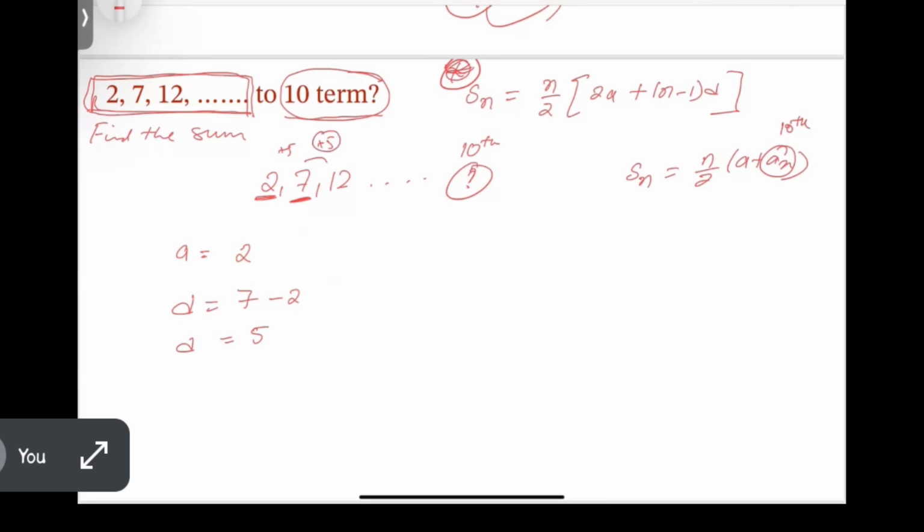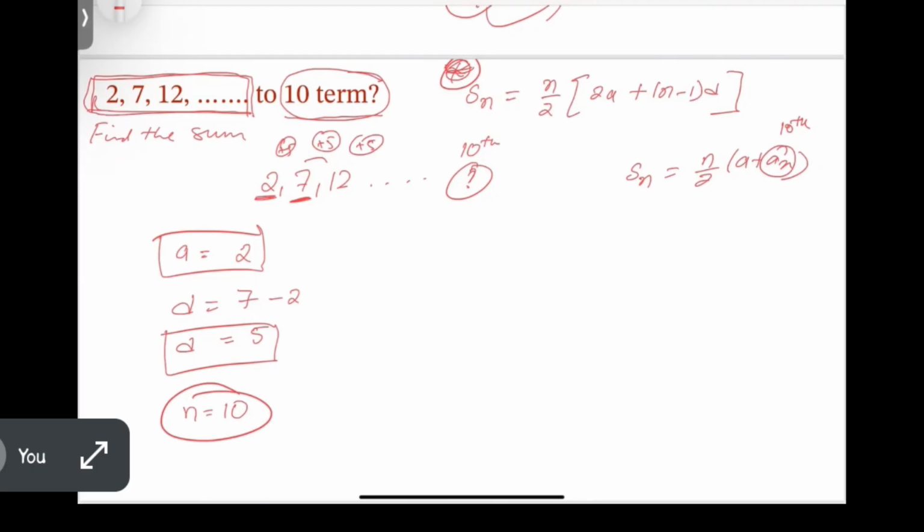So every term there will be a plus of 5. Which means I have a as 2 and d as 5. That's one thing. And now what do we need to find? We need to find the sum of the terms. But remember, n here is 10. Why? We are asked to find till the 10th term. So the n here is 10.